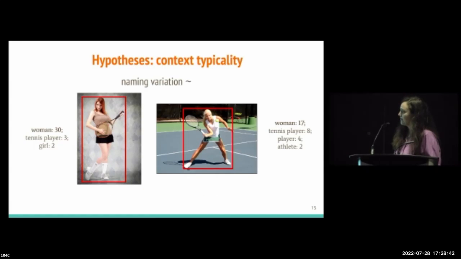For context, we have a similar hypothesis. So we think that this context, the tennis court, is very typical for the name tennis player, and this can elicit higher variation in the names because it's very typical for an alternative name. So we hypothesize that naming variation will be higher when the context typicality for the top name is lower and the context typicality for the alternative name is higher.